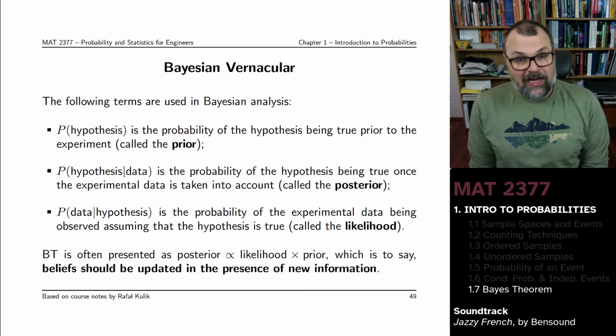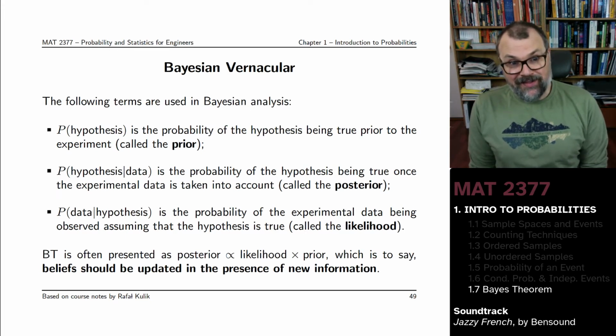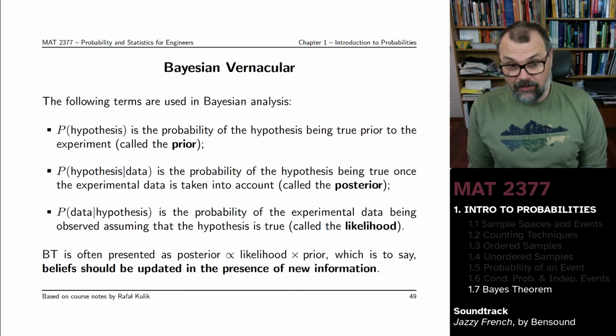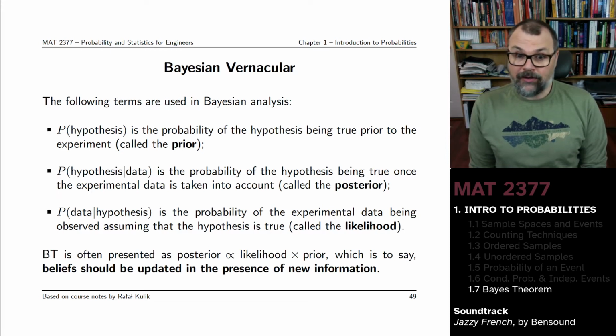So when people talk about Bayes' theorem, they will often say that the posterior is proportional to the likelihood times the prior. Another way to say this is that you update your beliefs in the presence of new information. So the priors are your beliefs.